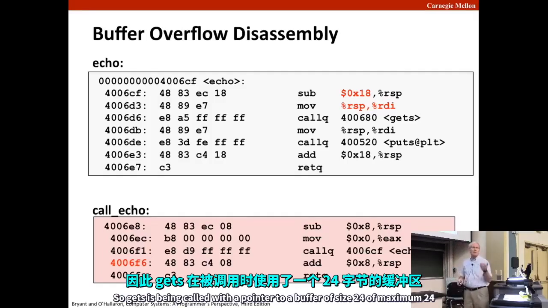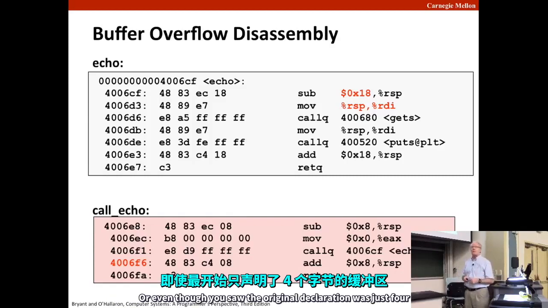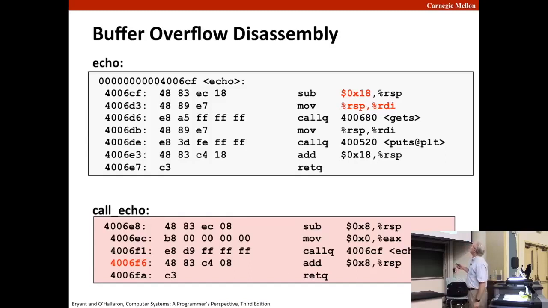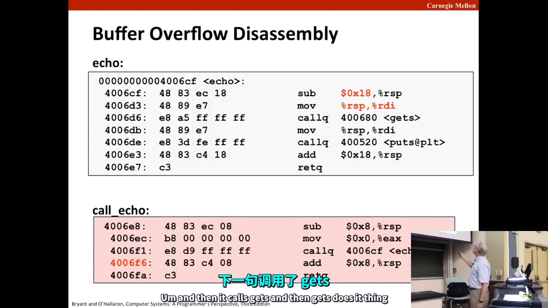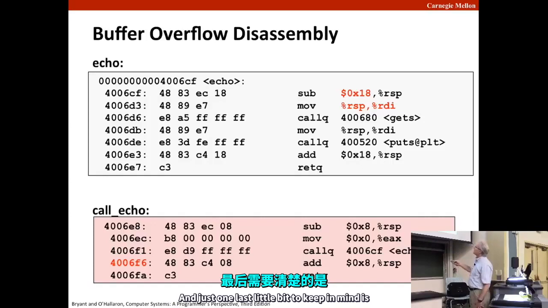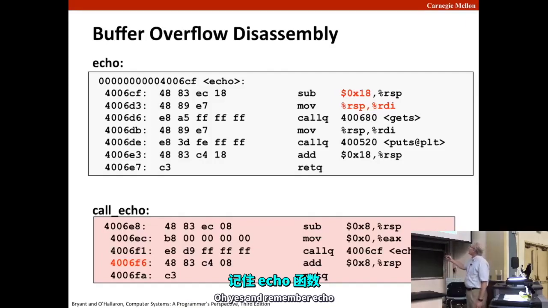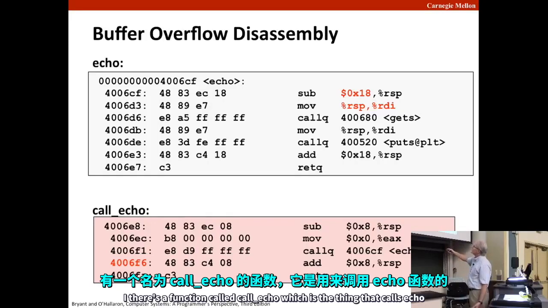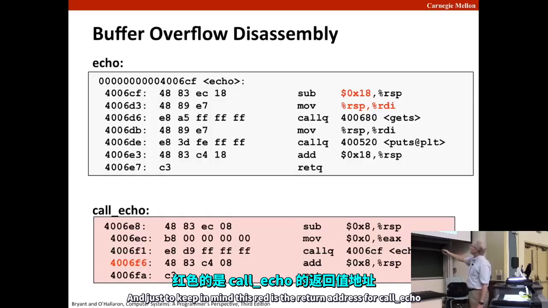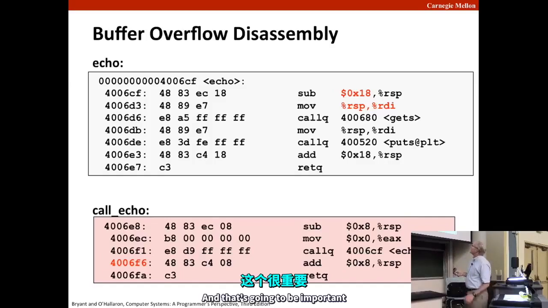So getS is being called with a pointer to a buffer of maximum size 24, even though you saw the original declaration was just for 4. And then it calls getS, and then getS does its thing. And just one last bit to keep in mind: remember echo, there's a function called call echo, which is the thing that calls echo. And this red is the return address for call echo. And that's going to be important.